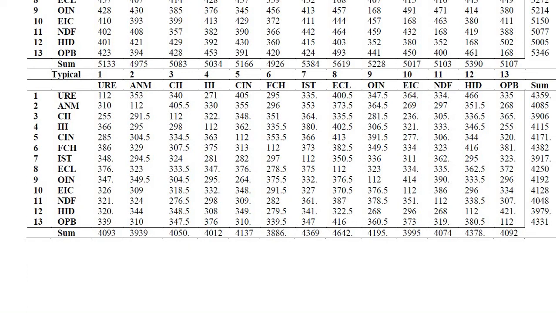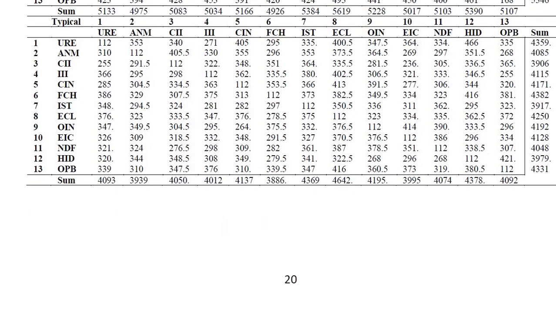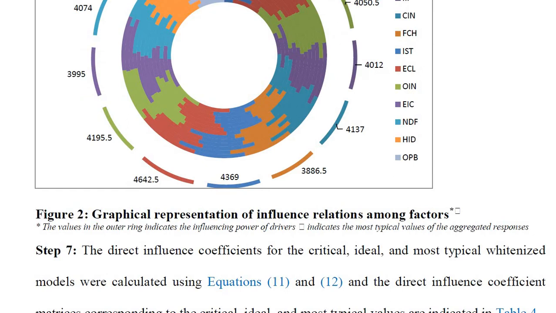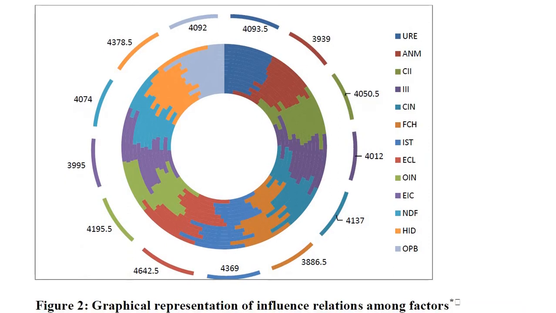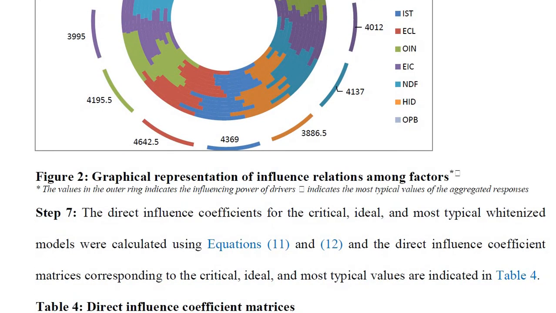So now we have 3 matrices, right? Okay, so these 3 matrices we have. This is one graphical representation of the cumulative responses. These are the drivers, and based on the influences, they are shown here. So this is one representation of the influence relation among the factors. The outer ring represents the influencing power of the drivers, and here we are indicating the most typical values of the aggregate responses.